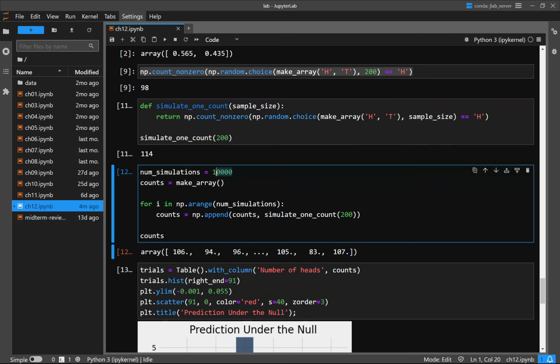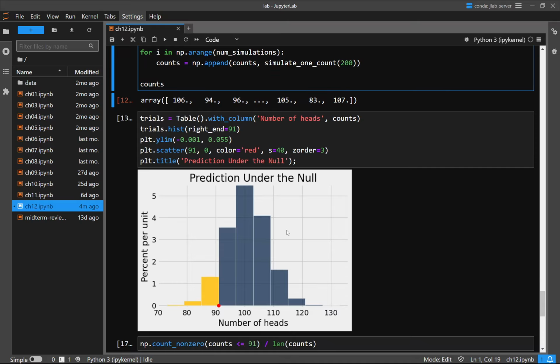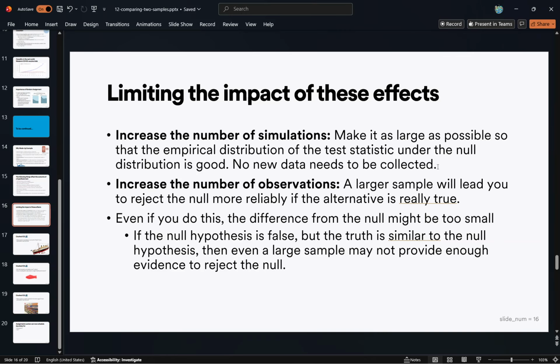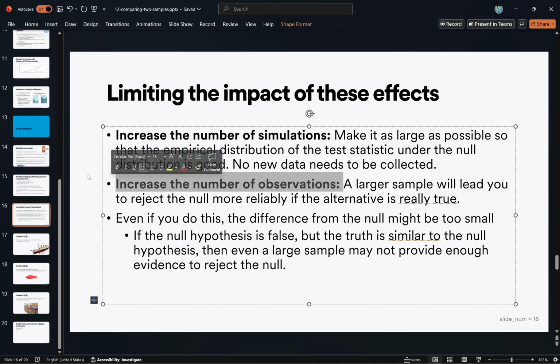So we did 10,000 simulations. If I did fewer simulations, I would get a weirder looking distribution. I hope you can imagine, because if you flip 3 coins, you get really crazy things, right? You might get all 3 heads sometimes. If you flip 200 coins, it's really hard to get all 200 heads. That's what I'm trying to say. So if you increase the number of simulations, you'll get a better picture of what your null distribution looks like. That's good.